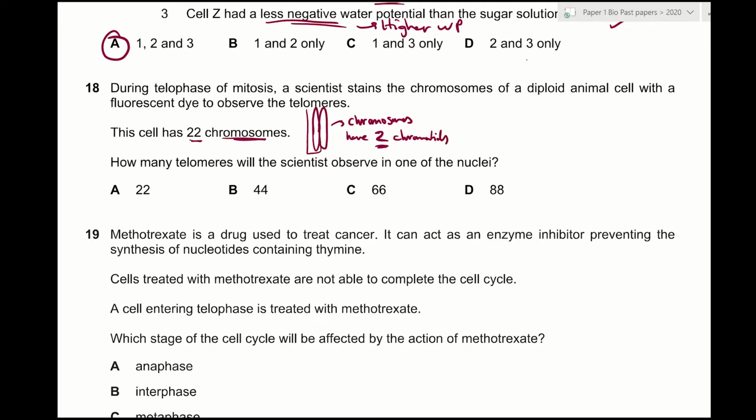which you could see here. There's the first one and the second chromatid. And each chromatid contains 2 telomeres. And a single chromatid just looks like that and it has 2 telomeres, one on each side. Now, here it says during telophase of mitosis. And as we know, during mitosis, the chromosome is split and each pair goes into the opposite sides. It says here, how many telomeres would the scientist observe in one of the nuclei?